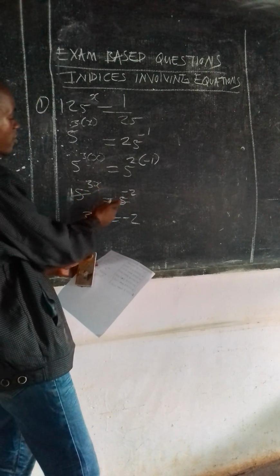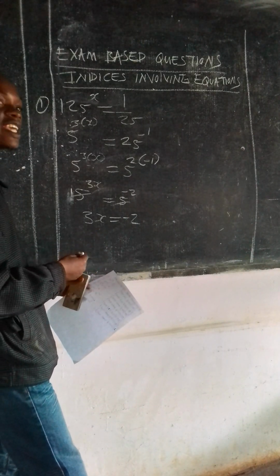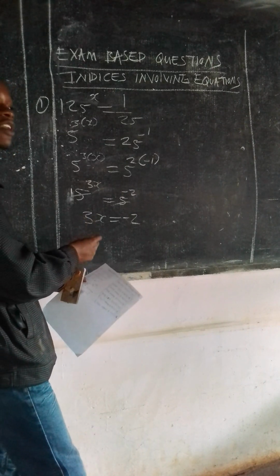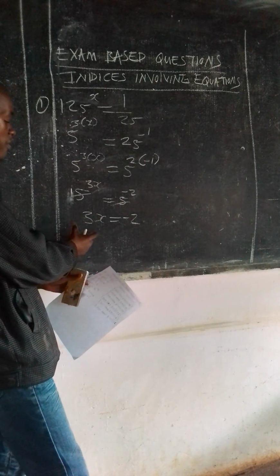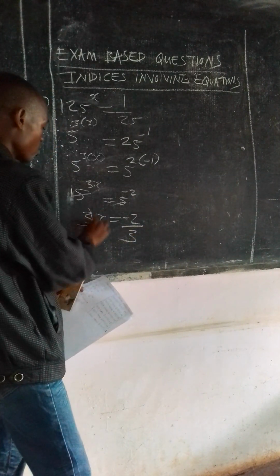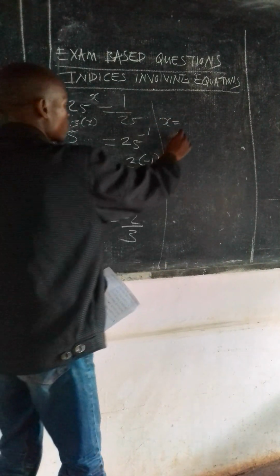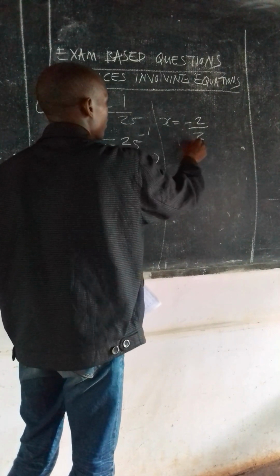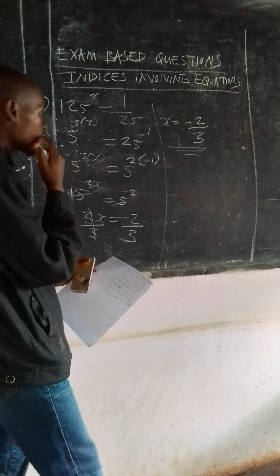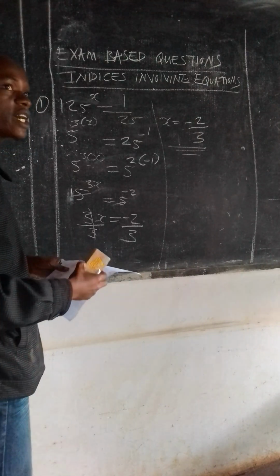This 3x equals negative 2. Then our aim is to find the value of x. We can see we have 3x equals negative 2. For us to find the value of x, we divide both sides by 3. We say over 3, then over 3. We cancel, I'll show you on this side. Then we say x is equal to negative 2 over 3. So our x is equal to negative 2 over 3. This is where we will end. That is the solution for number 1.